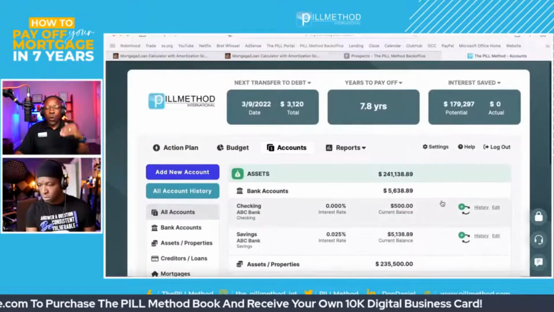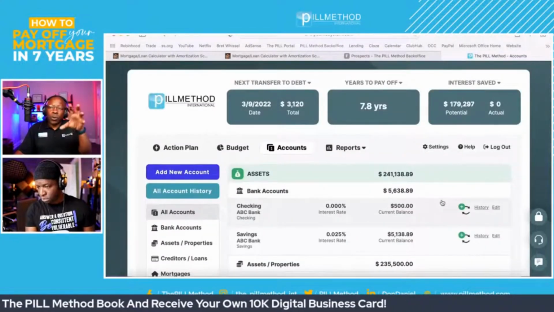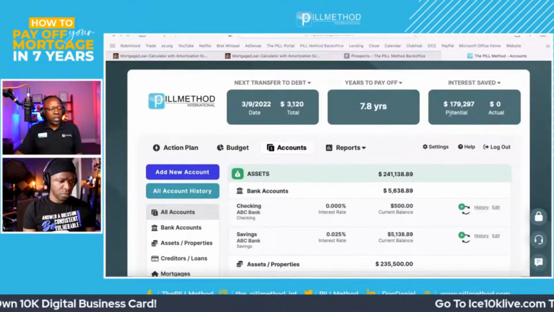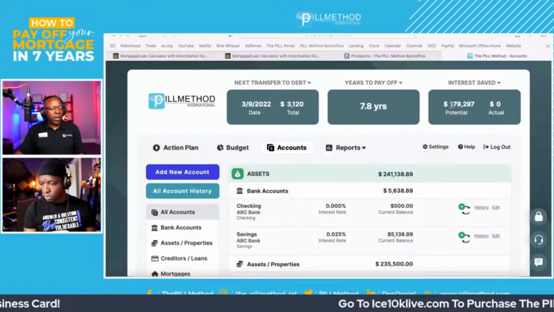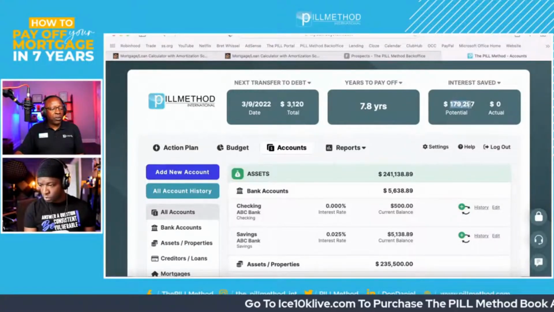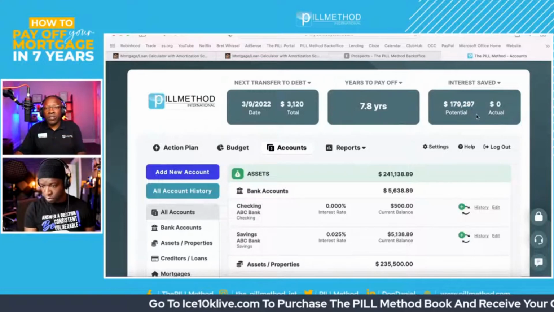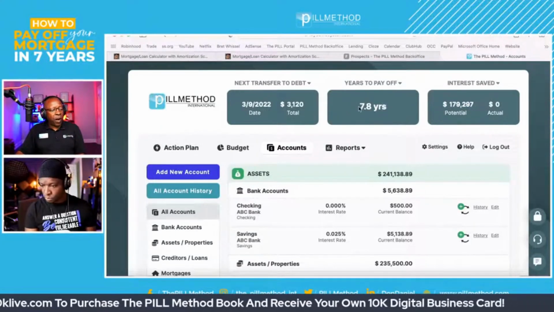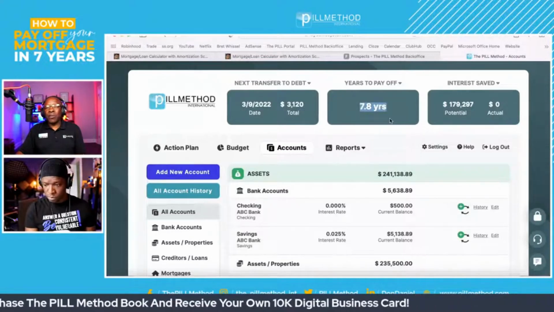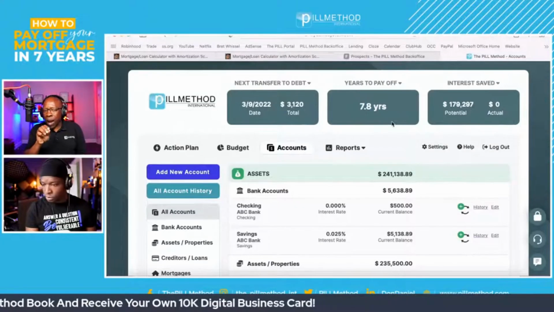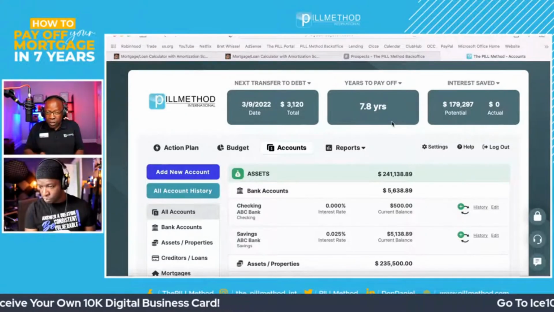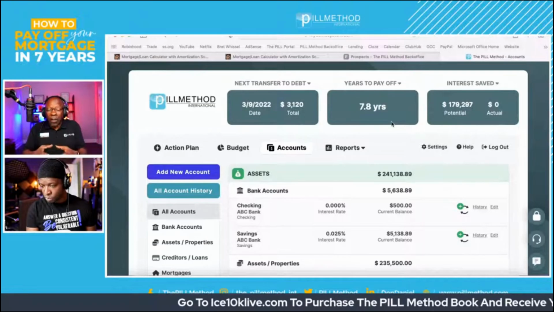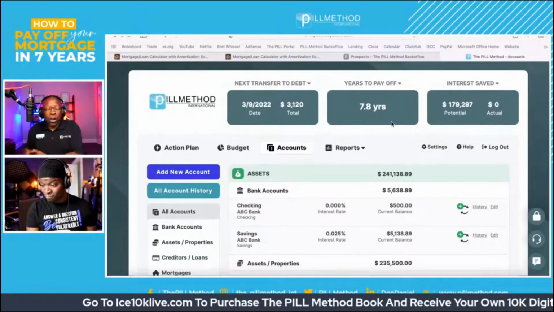The program has already calculated that if you follow the plan that the program is going to map out, John and Rebecca Jones' potential interest savings is going to be $179,297. And because of that potential interest savings, they will be able to pay off all of this debt in 7.8 years. Now, why is that important? It's important because they're using the same money they used to qualify for the 30-year loan.